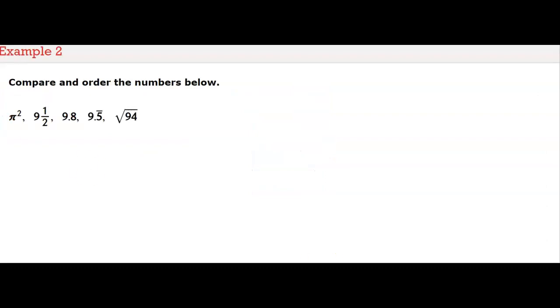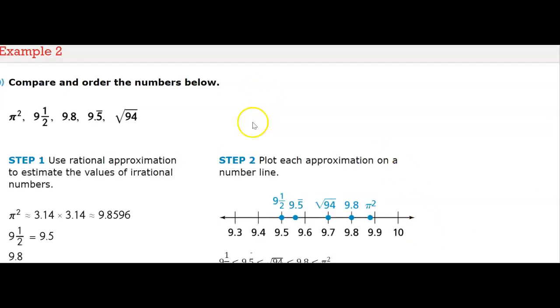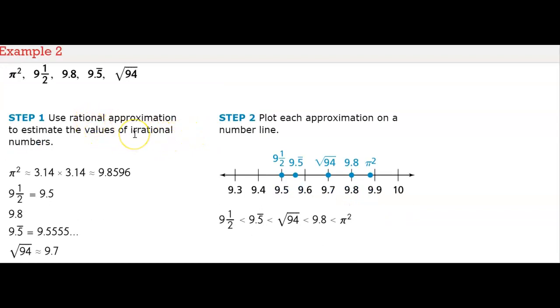Compare and order the numbers below. Pi squared, 9 1/2, 9 8/10, 9 5/10 repeating, the square root of 94. So step 1, use the rational approximation to estimate the values of the irrational numbers. So pi is approximately 3.14, and then you square it. So you multiply it by itself, and you get approximately 9.8 for pi squared. Then 9 5/10 repeating, and the square root of 94 is approximately 9 7/10.